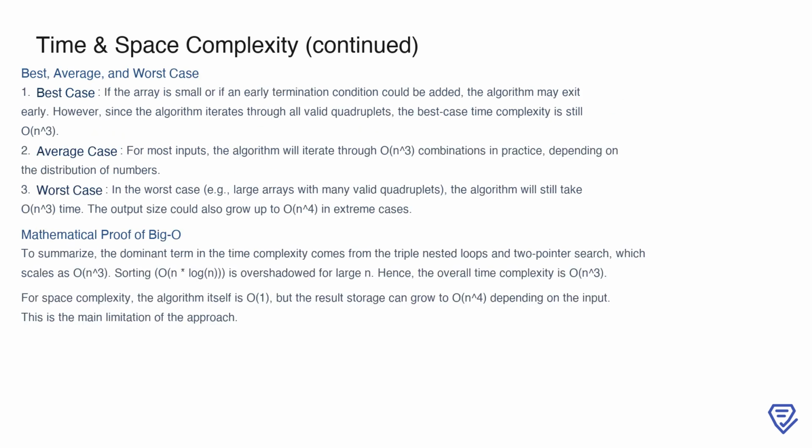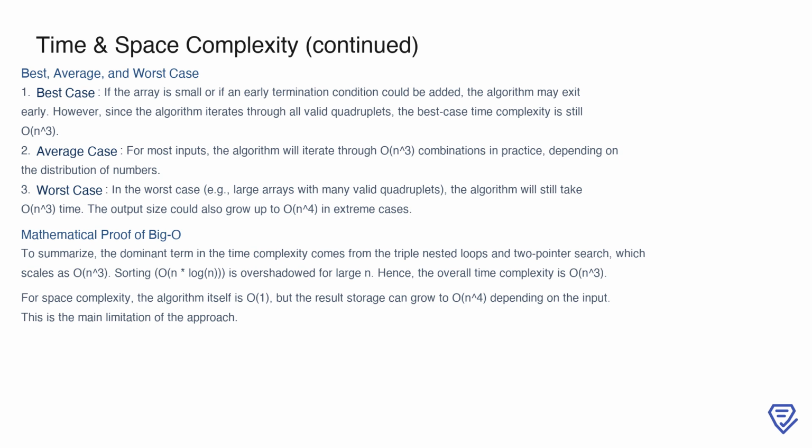Now, considering the best, average, and worst-case scenarios, the best-case time complexity remains O(n³), as the algorithm iterates through all valid quadruplets even if the array is small or an early termination condition is added. In the average case, the algorithm typically processes O(n³) combinations, depending on the distribution of numbers in the input. For the worst case, with a large array containing many valid quadruplets, the algorithm still runs in O(n³) time.